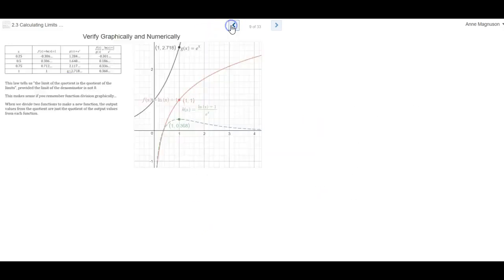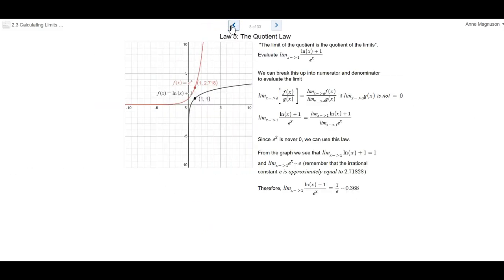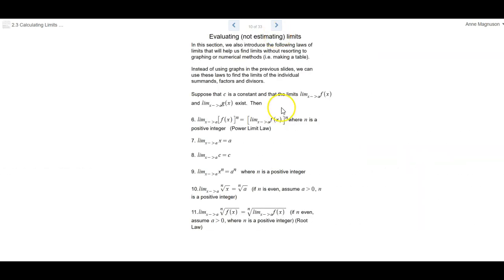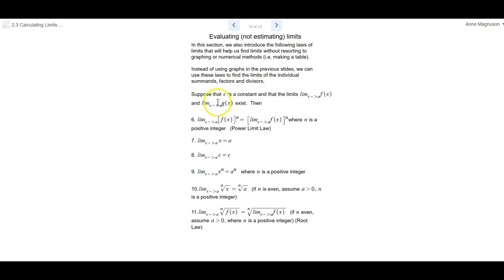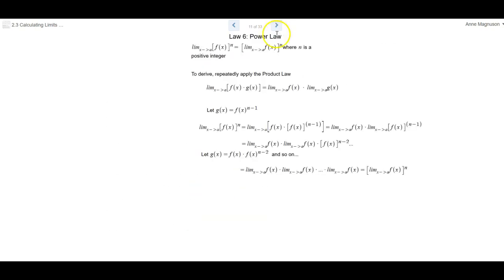Notice that in these problems, we still looked at the graph to figure out what these individual limits were when we broke it down into products of limits or sums of limits. So this next group actually finds those individual limits that we couldn't figure out unless we looked at the graph. So I've just listed the next 6 laws here. So that first one is the power law.